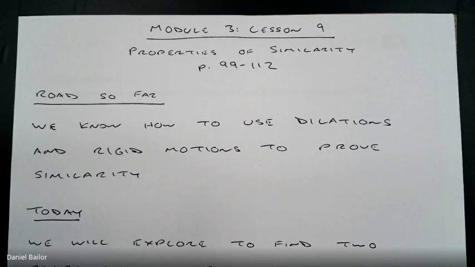But the road so far is yesterday in Lesson 8. We learned about how to use dilations and rigid motions to prove similarity. We used dilations and rigid motions to prove that two figures were similar. We're going to build off of that today. We're going to do a lot of the same things we did yesterday in Lesson 8, today in Lesson 9. So if you wanted more practice with Lesson 8 skills, you get them in Lesson 9. If you mastered Lesson 8 skills, you get a little bit of a review. But we're going to use those skills of dilations and transformations, proving similarity, to learn some things about similarity.